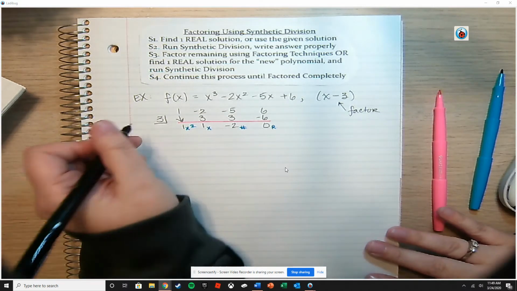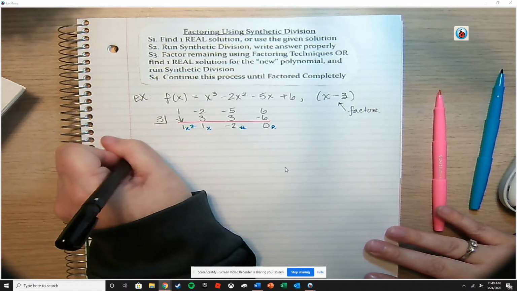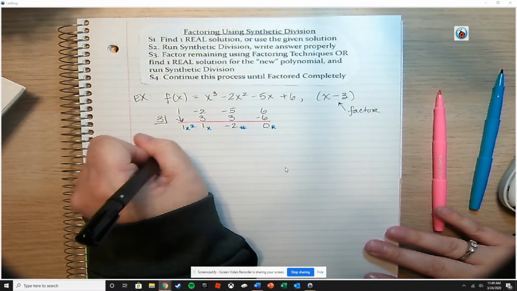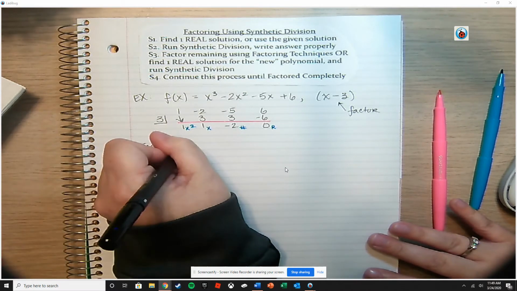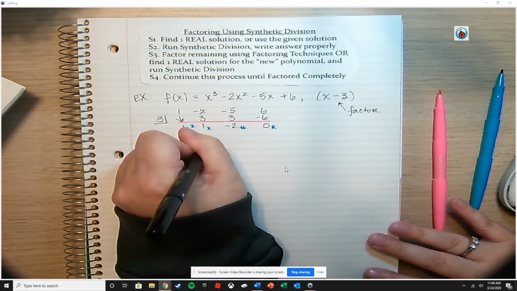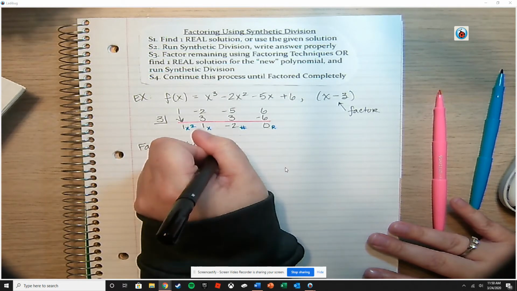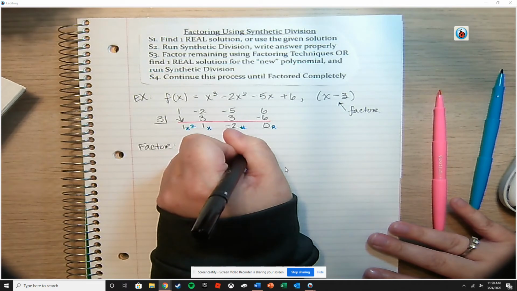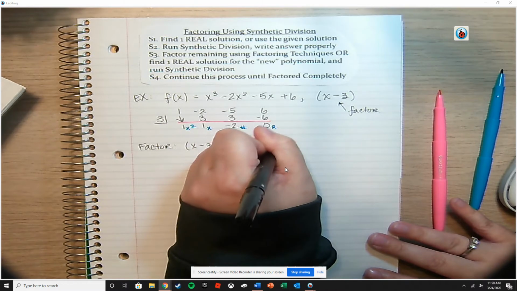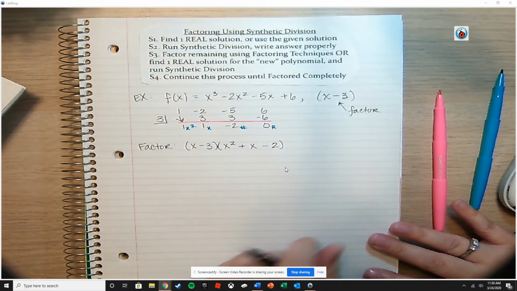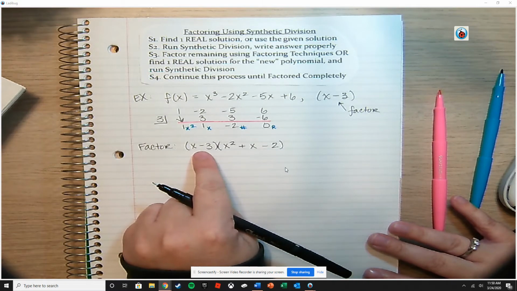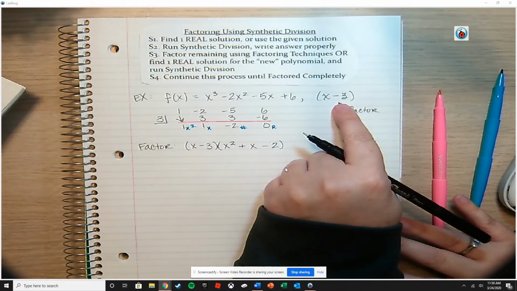So my first step in factoring, okay, so it's not factored completely. I've just made one step in factoring. It would be x minus 3 times, and then my answer, which is x squared plus x minus 2. All right, and then this is completely factored because it was a factor that they gave us.